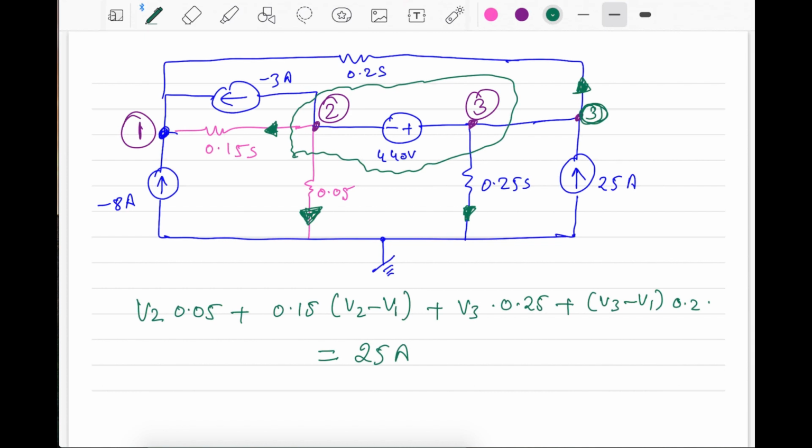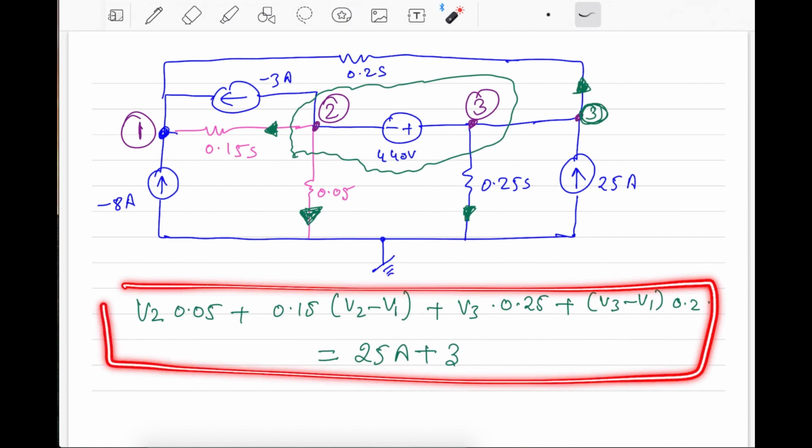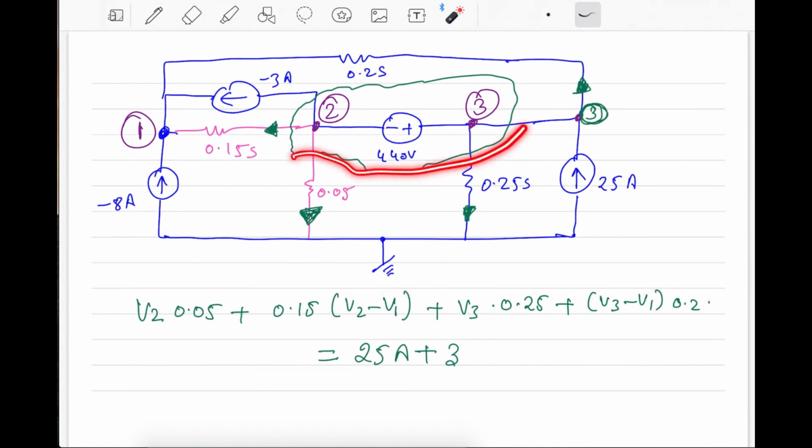Plus minus 3 amperes. Right, plus 3. So it will be 25 plus 3. Good, I forgot this one. So this is also there, right? It's -3, it's leaving, but it will be plus 3 here. So this is the first equation that you will write, keeping this as the super node.